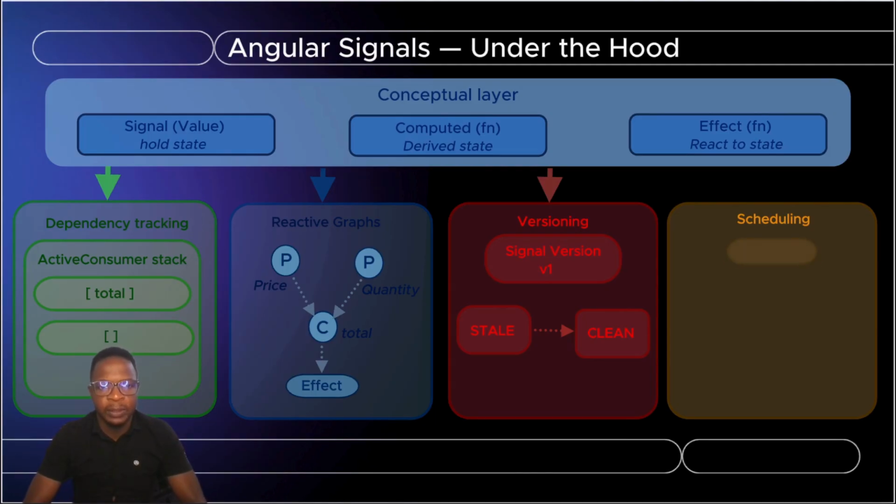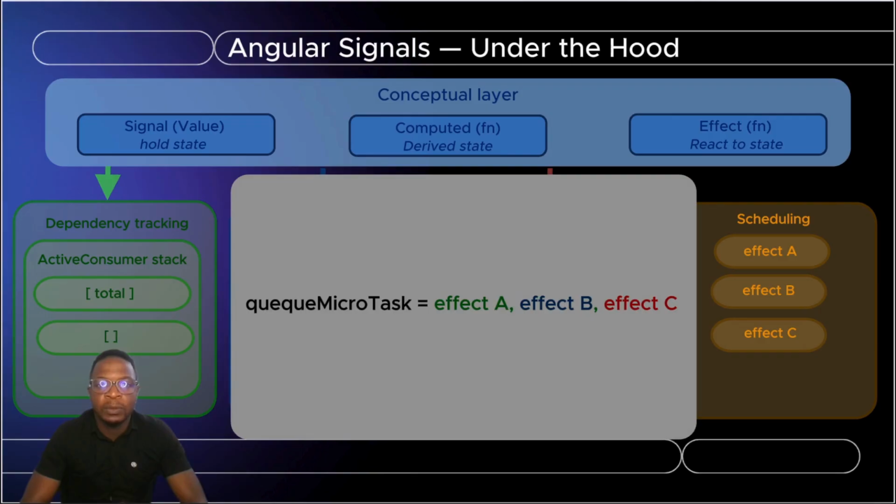experience. What you are seeing here is a list of effects stacked on top of each other. And what is actually happening is that these effects are already marked as stale via versioning, they are already discovered via the reactive graph, and are already queued for execution. Internally, Angular has done something like this: queue equals effect A, effect B, and effect C.